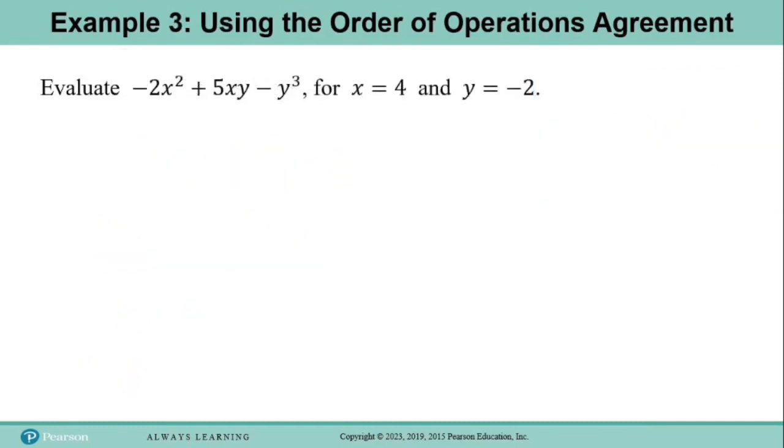And now here in example 3, we have an expression with two variables in it. And it says evaluate negative 2x squared plus 5xy minus y to the third for x equals 4 and y equals negative 2. So just like we did in the two previous examples, I'm going to rewrite this whole expression, but where it has x, I'll plug in 4. Where it has y, I'll plug in negative 2, in parentheses, of course. And so I'm going to have negative 2 times 4 squared plus 5 times 4 times negative 2 minus negative 2 in parentheses to the third power.